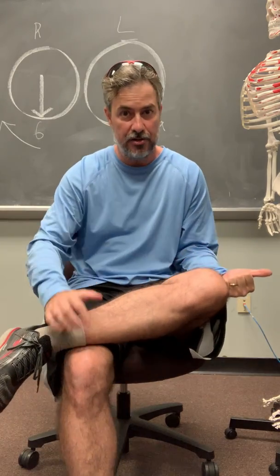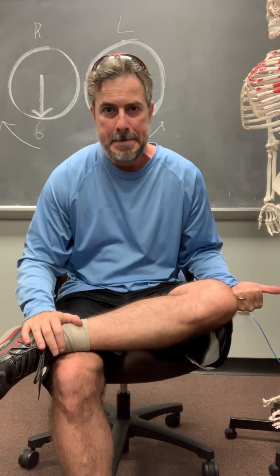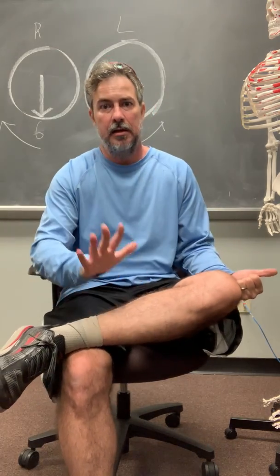Left hip external rotation, knee flexion, left hip flexion, left hip external rotation, and that's how I cross my leg. So I actually have external rotation to cross and internal rotation to uncross, okay?